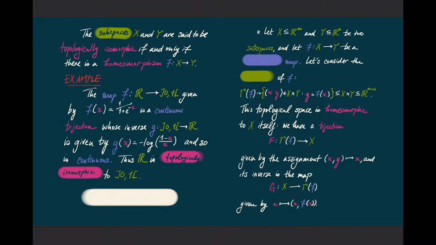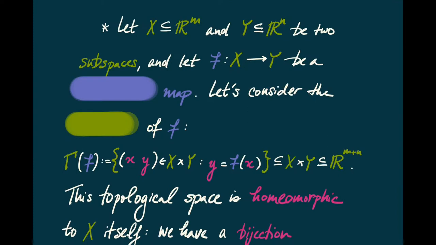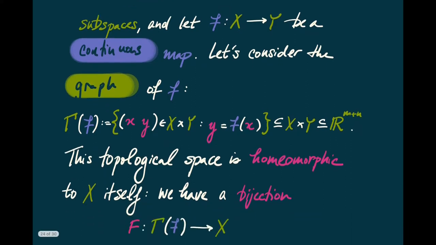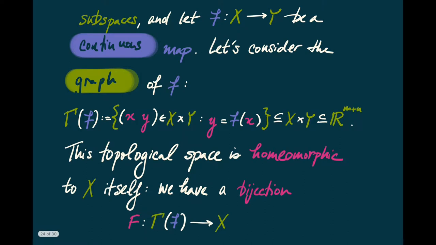Let's look at another surprising example of a homeomorphism. Suppose that I have two subspaces, X and Y, of Euclidean space as always, and suppose that I have a continuous map f. Let's consider the graph of f. The graph of f is going to be a subset of X cross Y. It's going to consist of the points (x, y) in X cross Y, such that y equals f of x.